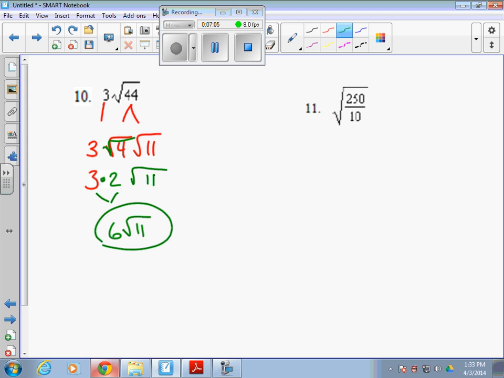For number 11, it says the square root of 250 divided by 10. When you divide right away, the square root of 250 by 10, it gives you 250 divided by 10 is the square root of 25. And the square root of 25, or what times itself is 25, we all know is the number 5.